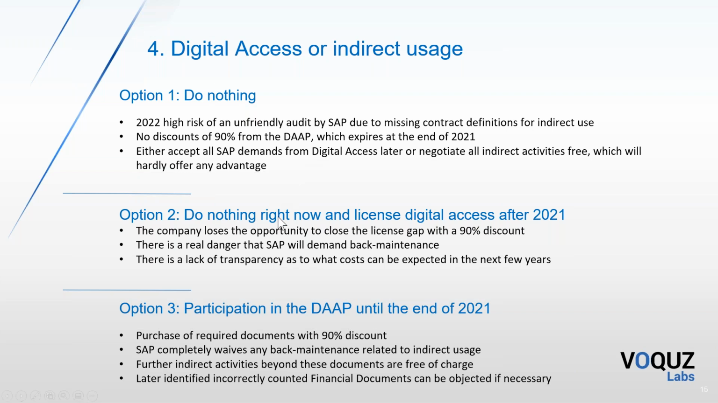Now, if you do nothing right now but license digital access after 2021, you are losing the 90% discount, but you could still buy user licenses. There is a real danger that SAP demands back maintenance. They do this in audits on occasion.